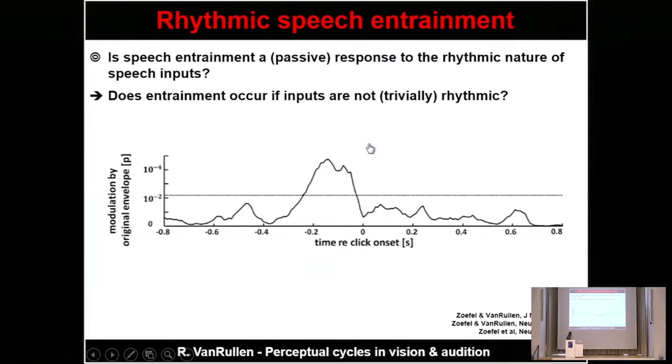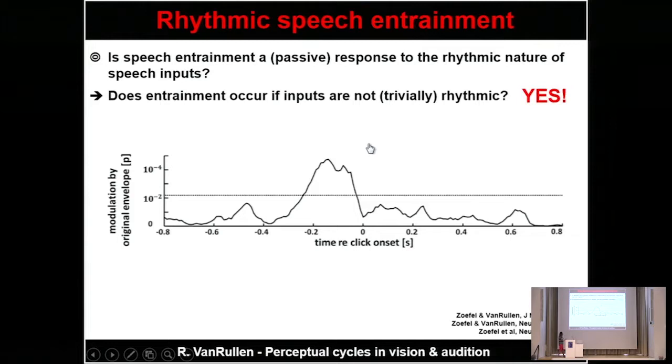So the clicks were presented at time zero. These were, again, threshold clicks. And what I'm representing here for the different time points is the dependence of the detection of the click presented at time zero on the phase of the speech envelope at different lags relative to this time, right? And so what you see here is basically something equivalent to what we saw in the visual domain. In the last couple hundred milliseconds before you present your stimulus, there is a strong phase dependence, in this case of auditory perception, on the phase of the speech-induced rhythm, right? But now this result is not trivial anymore because the inputs are not trivially rhythmic.